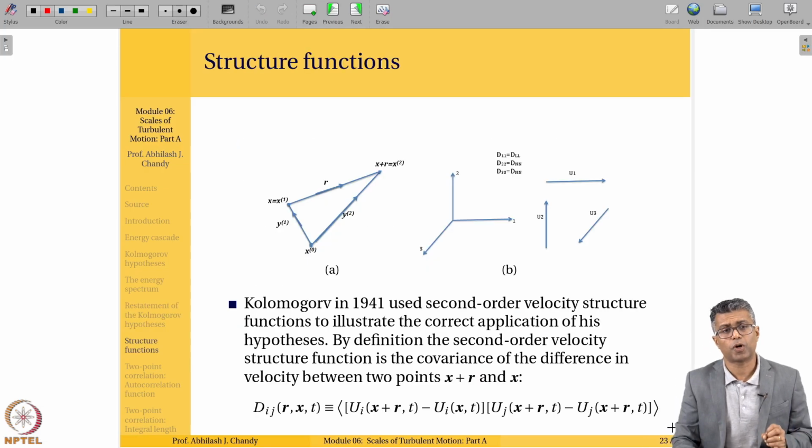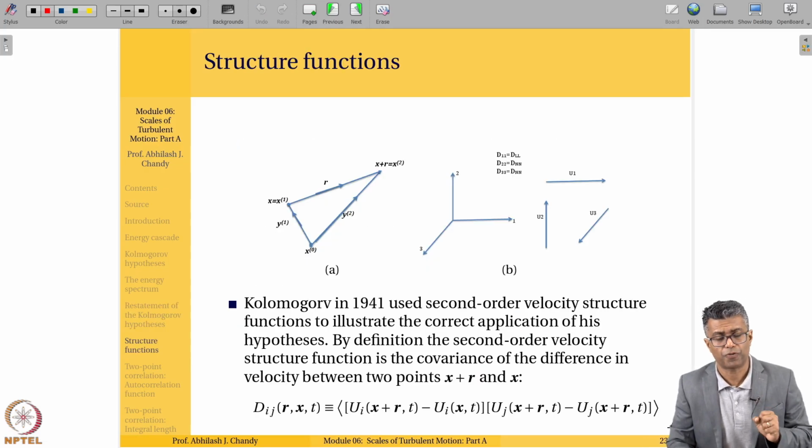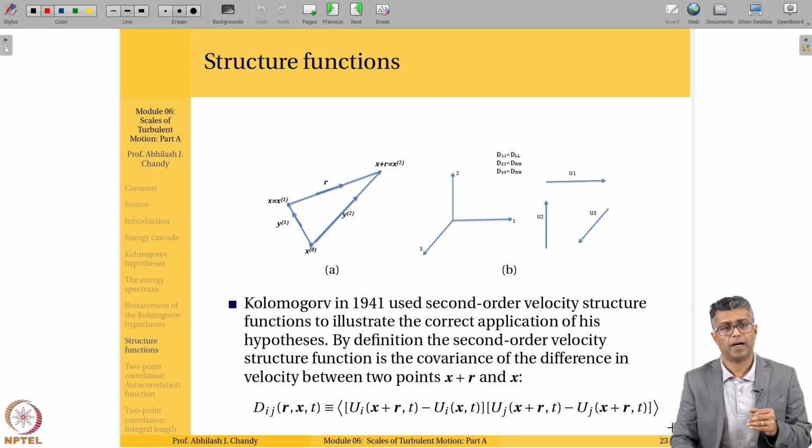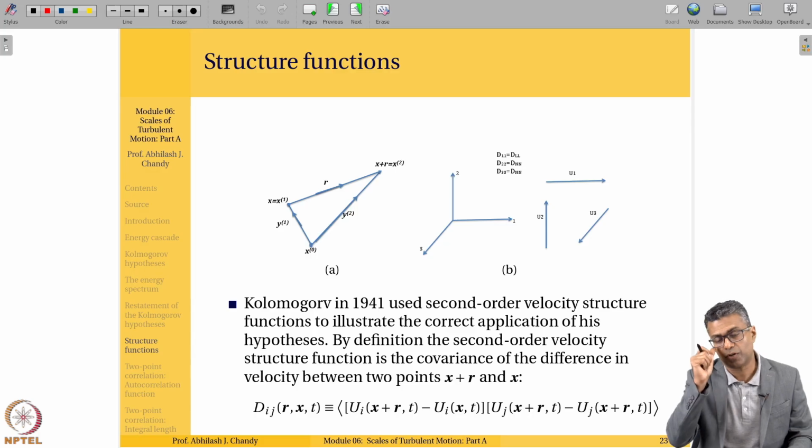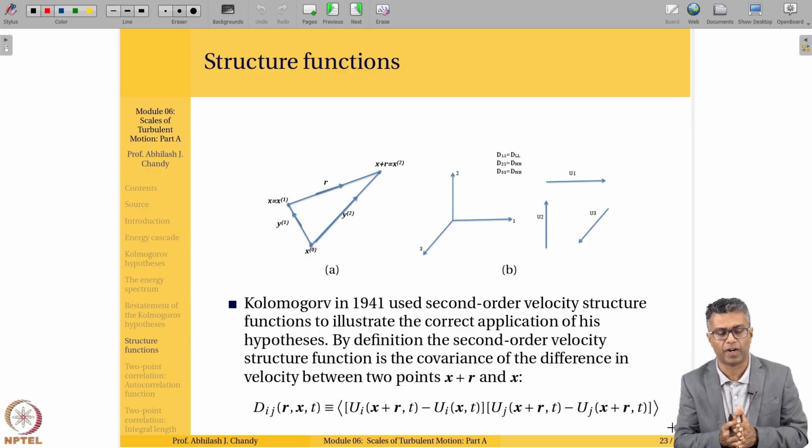So next, what we are going to look at are structure functions. We now have stated Kolmogorov's theory, his hypotheses, and what they mean in terms of the spectrum. Now let's look at a new concept, which is related to the structure functions. The definition I'm going to be providing here.